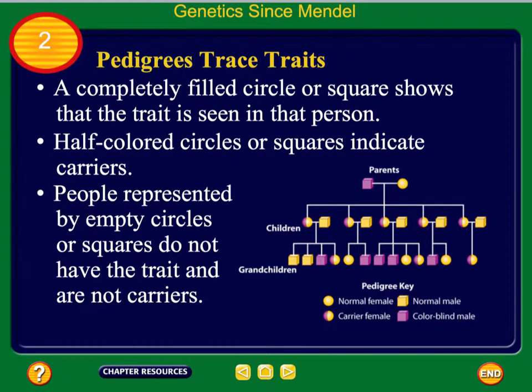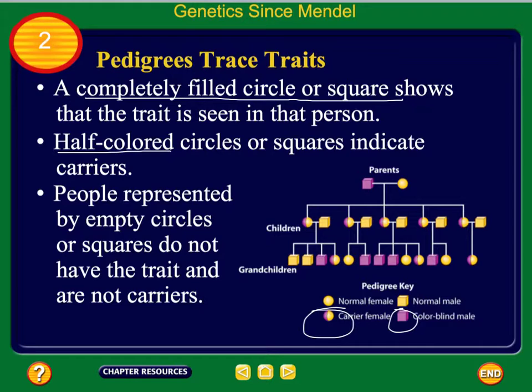Some other things to notice about this pedigree: a completely filled in circle or square shows that the trait exists in that person. In this case, filled in is represented by purple, and so a purple square represents a colorblind male. We don't have any females that are colorblind in this pedigree. A half-colored circle represents a carrier, and down here in the key you can see a carrier coding.